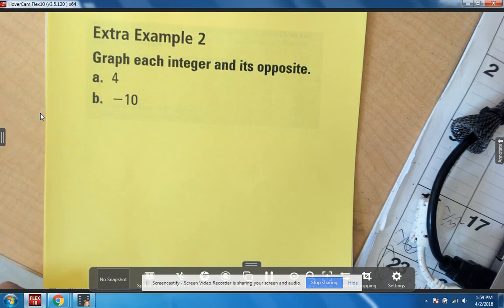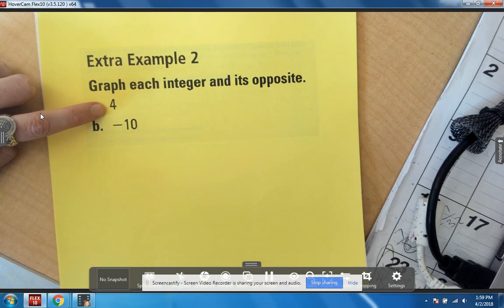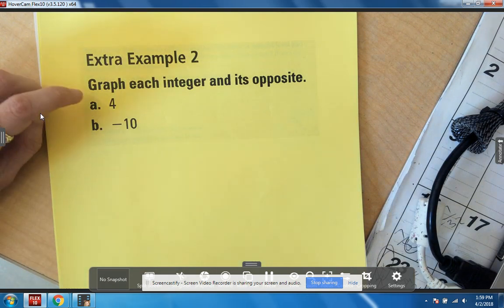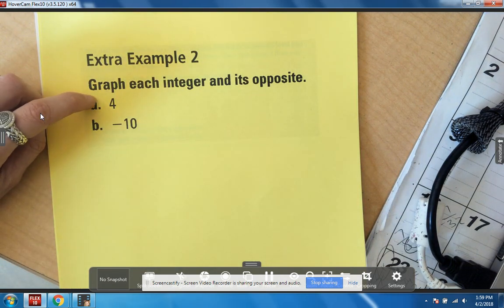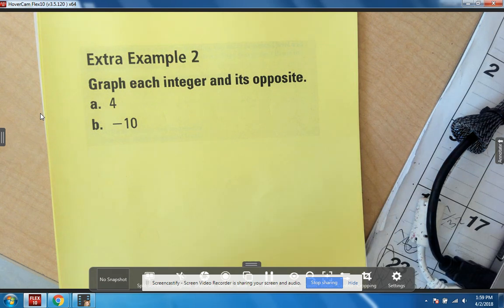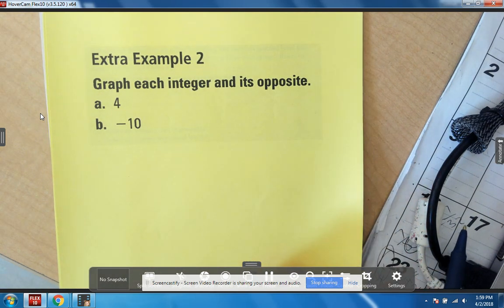So you're going to try this one: graph each integer and its opposite. The first thing you want to do is write down what the opposite of +4 is and what the opposite of -10 is. You're going to draw two different number lines, put 4 and its opposite on one number line and -10 and its opposite on the other line. Remember, 0 separates them. So you could pause and try this one.